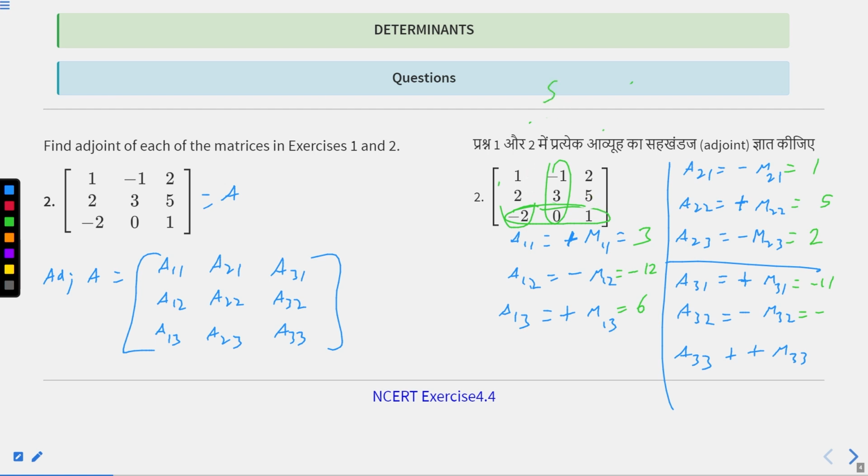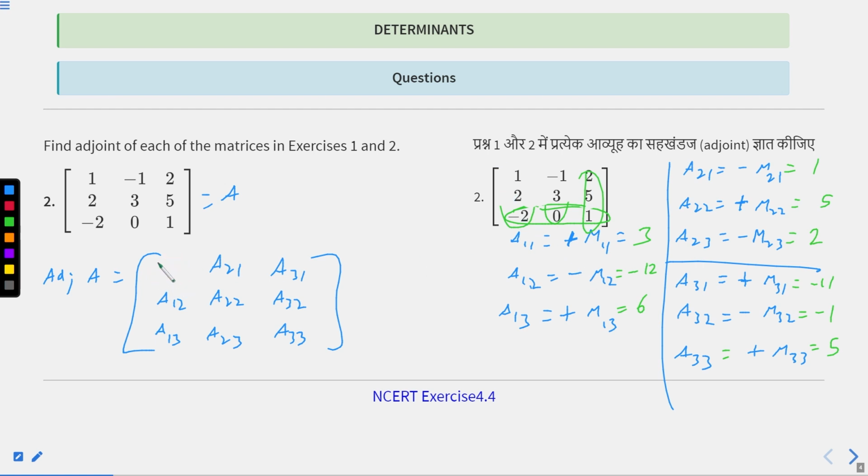Now 5 minus 4 will give you just 1, and we already have minus, so minus 1. Now eliminate third row, third column. Now 3 minus of minus 2 will give me 3 plus 2, which means 5. So 5. Now just put their respective entry to their respective position.